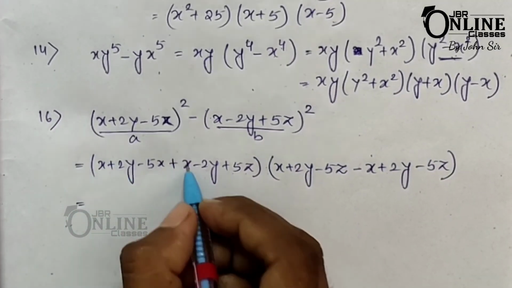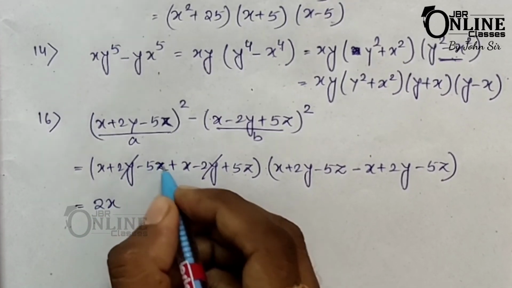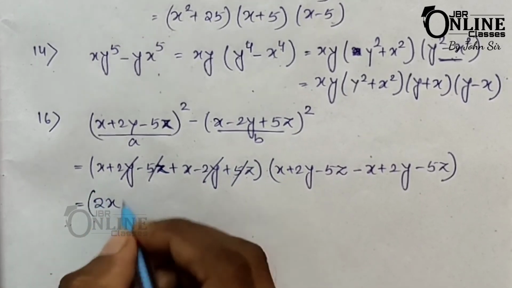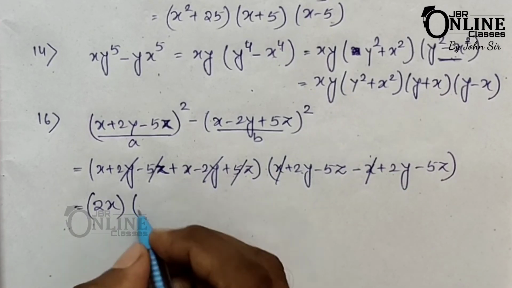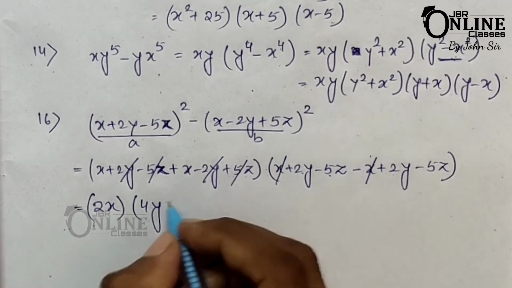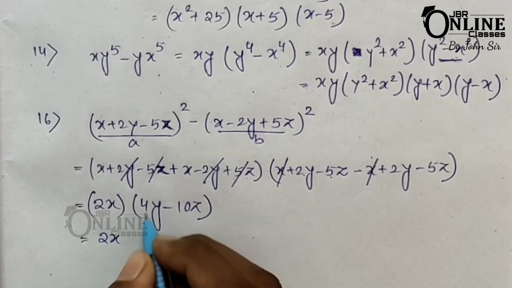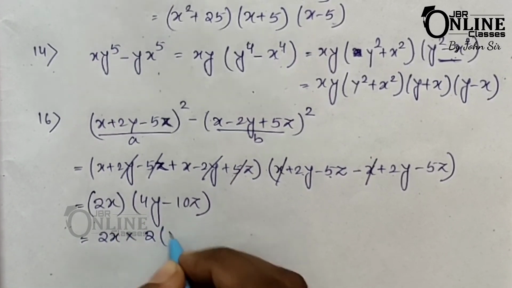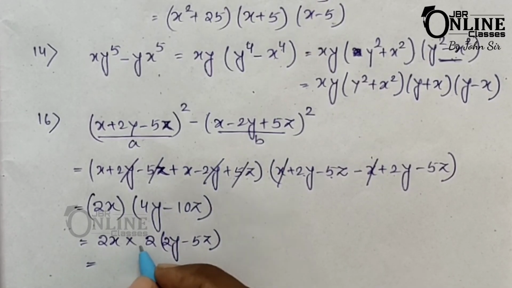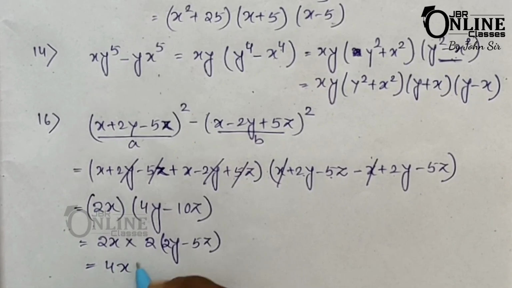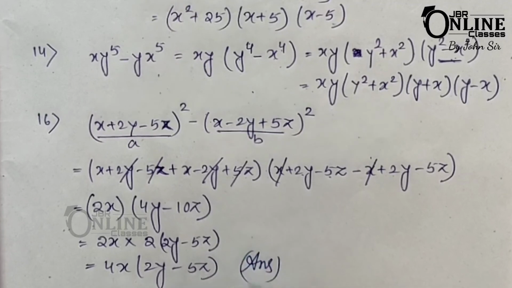So here x plus x, it's 2x, 2y cancel out, 5z cancel out, so it's only 2x. Now here x cancel out, then 2y plus 2y, it will be 4y, then 5z plus 5z, it will be 10z. Okay, so from that 2 will be common. So if 2 common, then 2y plus 5z. So now 2 into 2x, it will be 4x. So 4x into 2y plus 5z. That is the final answer.